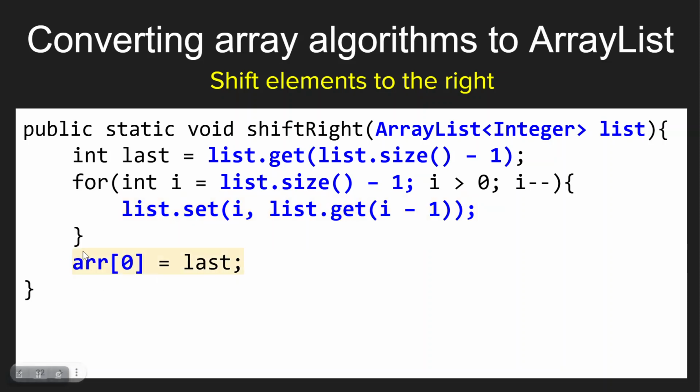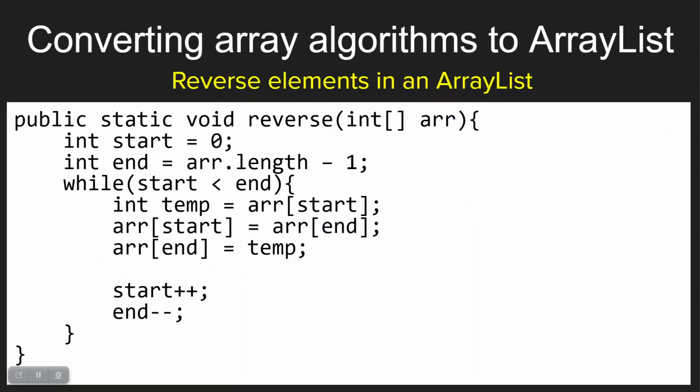And then finally down here, array at 0 needs to be whatever is last, whatever we stored up here. So again, we're going to do list.set at index 0, whatever was at last. And there you go. This is our updated algorithm to represent array lists. We've just got one more to do here, which is reversing elements in an array. Feel free to pause the video and try this one on your own before following through on the video. But if not, we're going to go ahead and just make our way through it.